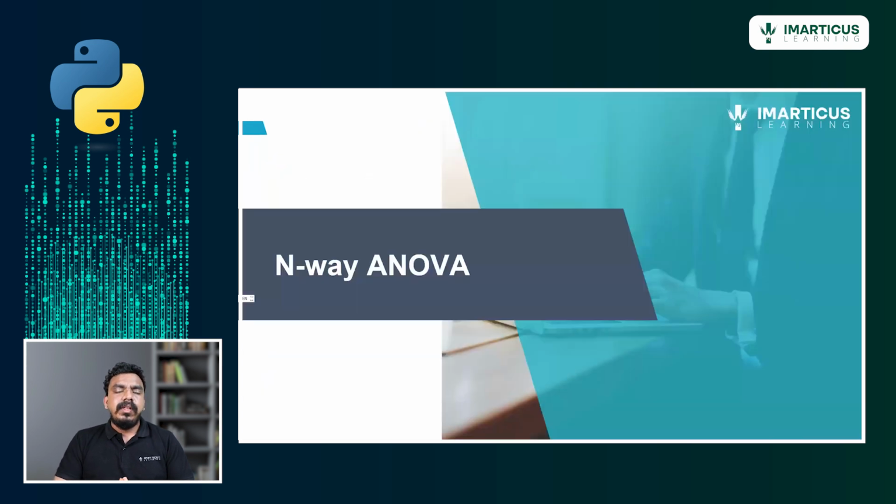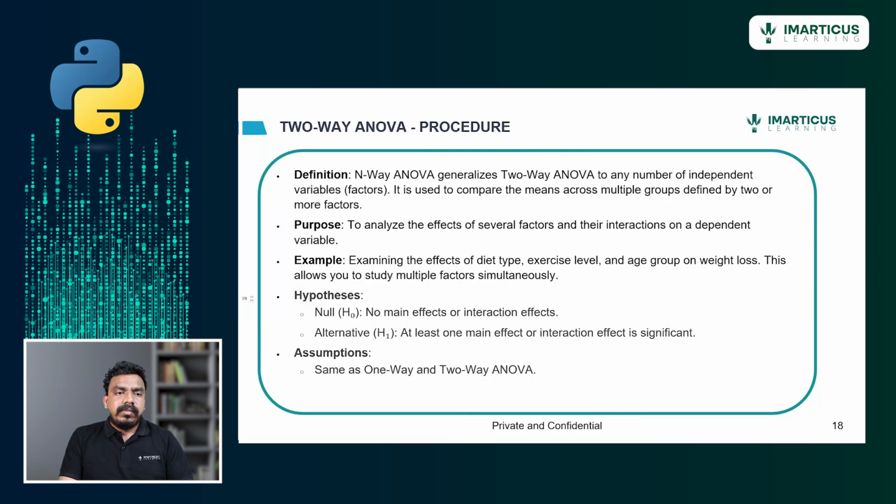Now we will talk about N-way ANOVA. What is N-way ANOVA? The N-way ANOVA generalizes the two-way ANOVA to any number of independent variable factors, whereas in the two-way ANOVA it was specified for only two. It is used to compare the means across the multiple groups defined by two or more factors.